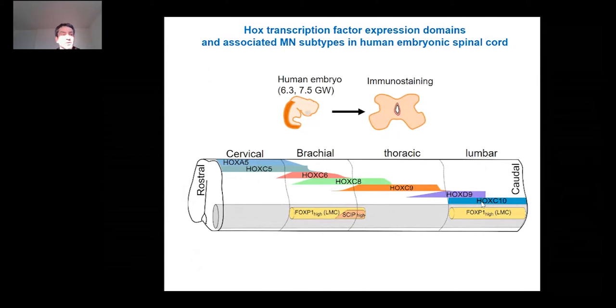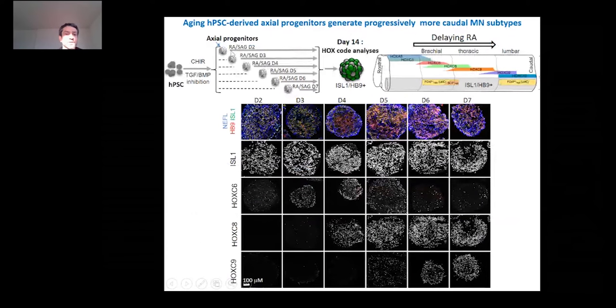Using the Hox code and in vitro differentiation of axial progenitors, we tested the parameters controlling human pluripotent stem cell progenitor differentiation into motor neuron subtypes located at different rostrocaudal positions. We observed that, similarly to what likely happens in the embryo, when we keep the progenitors in culture and progressively delay the time of their exposure to retinoic acid and sonic hedgehog, which favor the neural differentiation, we obtain progressively more caudal motor neuron subtypes, as shown here by the expression of typical motor neuron markers such as HB9 and ISL1, and the progressive appearance of more caudal Hox genes, such as HOXC6 when we expose the progenitors on day 3, then HOXC8 on day 4, and HOXC9 appearing on day 5.